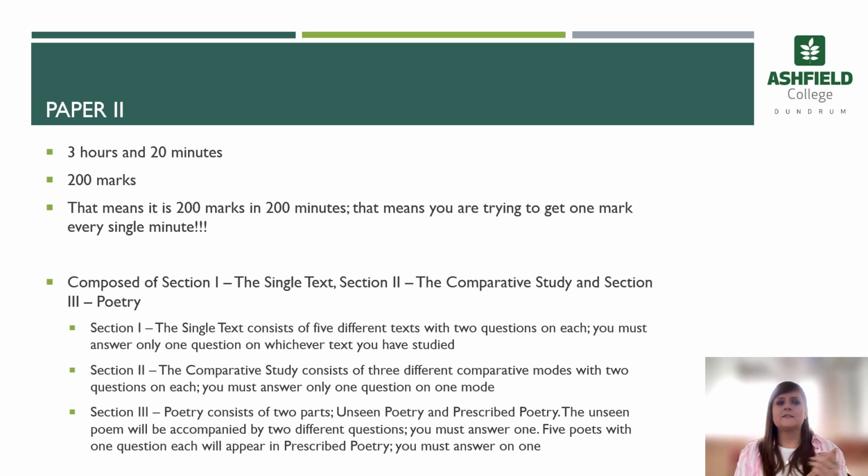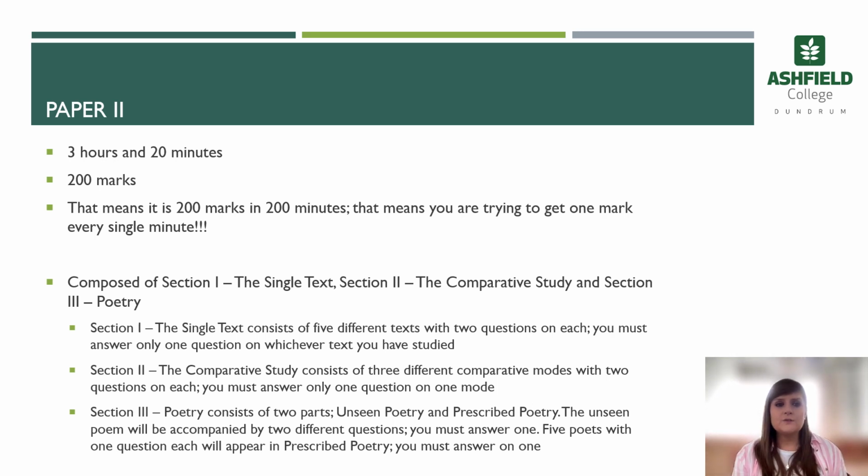Section 1, the single text, consists of 5 different texts with 2 questions on each. For most of you, that will probably be where you'll answer on Shakespeare. Some people answer on Shakespeare in the comparative. Most of you will probably do it in the single text instead. And there'll be 2 questions there on that. You only answer 1 question on whichever text you have studied. And again, play to your strengths there. Most of the time, 1 question will be on character or characters, so like development, relationships, etc. And then the other question is sometimes on themes. Now, it doesn't necessarily have to be like that, but again, most of the time it is.